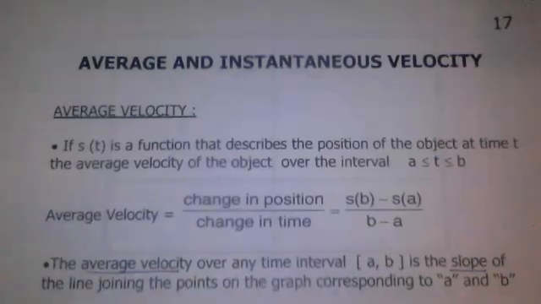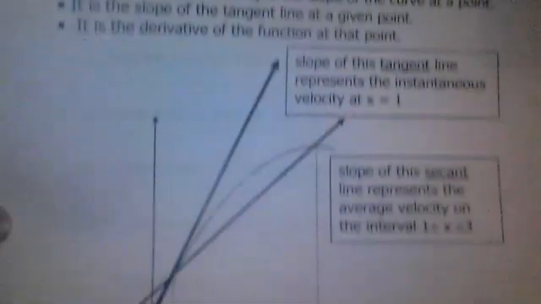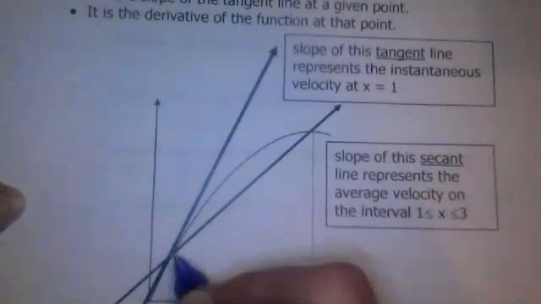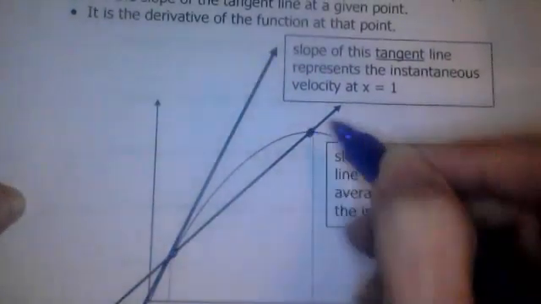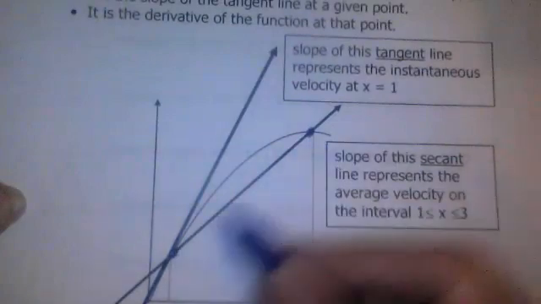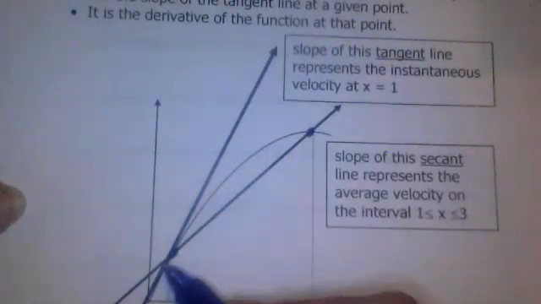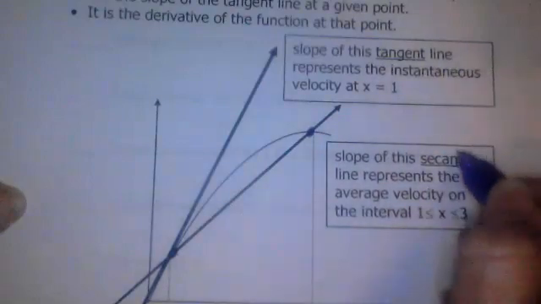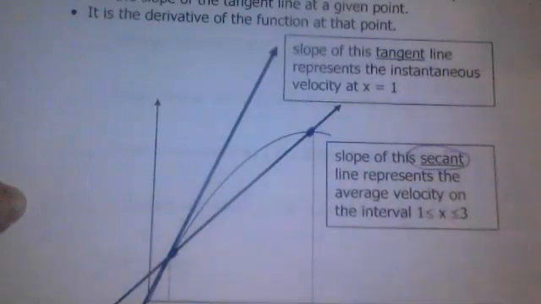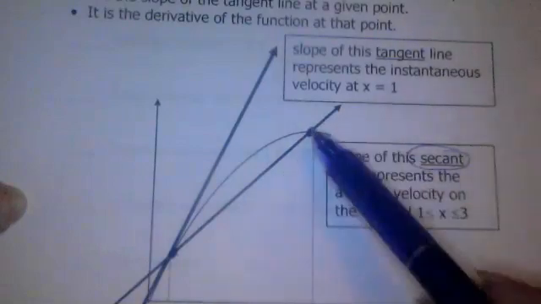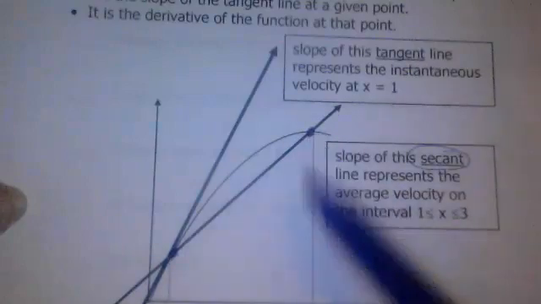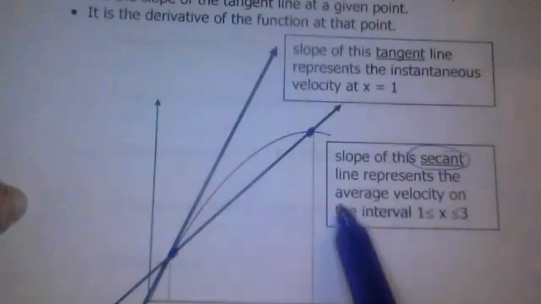So if we look down here at the bottom, if this 1 and 3 are point A and point B, then we're talking about the average between these 2 points. So this average slope would be the slope of the secant line. Remember from geometry that a secant line runs through 2 points of a circle. Well, this is a portion of a curve, so it's kind of the same idea. It runs through 2 points of the curve. And that's our average velocity.